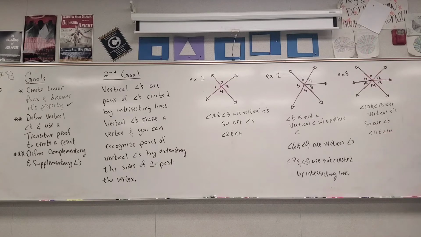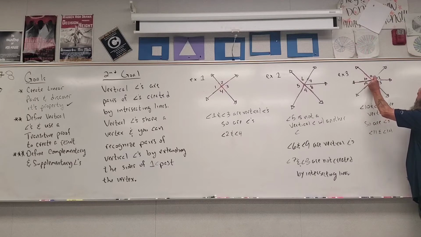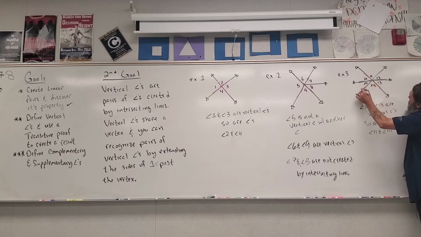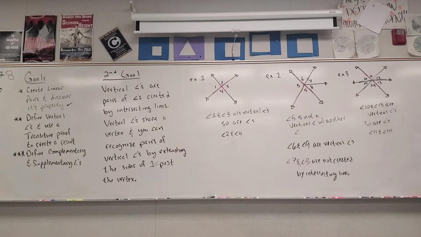And finally, let's look at the last angles here. Finally, 12, well, that's not a very good color to use, eraser. Let's try green. Okay. So here's my angle 12. If I extend the sides past the vertex, I make angle 15. So angle 12 and 15 are also vertical angles.